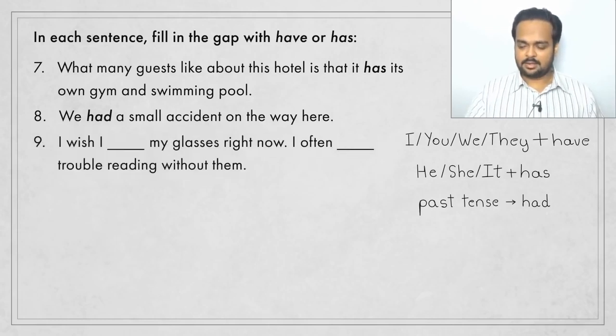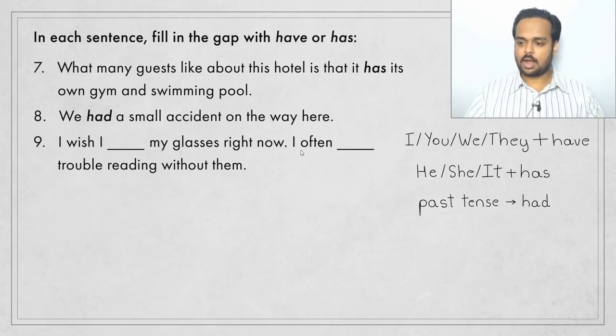Number nine. Okay, this is a little tricky. I wish I had my glasses right now. I often have trouble reading without them. So there are two blanks. In the first blank, what we actually have is a construction with the verb wish. I wish I, what do you think? I wish I have? No, here it should actually be had, because the rule is that if you use the verb wish, the next clause always uses a past tense verb. That's just how the verb wish is. So here we know we need a past tense verb.